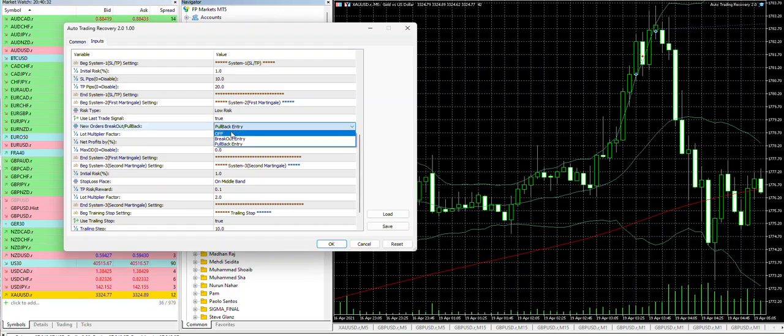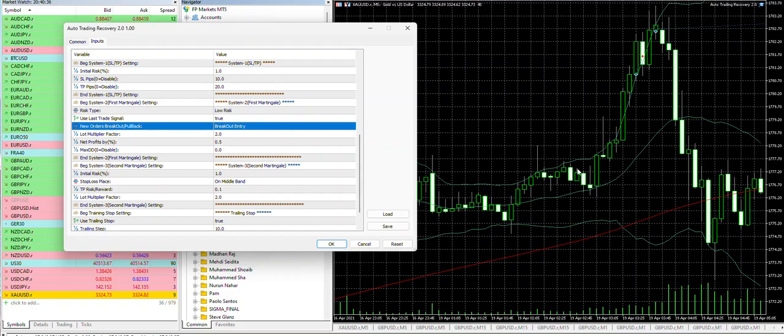Breakout means it must be a higher high. So the next order for buy must be a higher high. For sell, it must be a lower low.